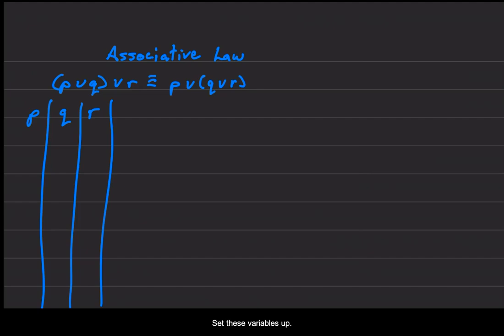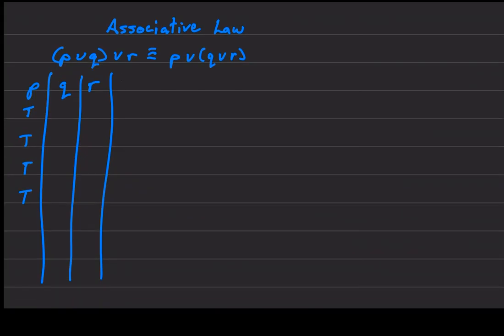So let's go ahead and set these variables up. True, true, true, true. False, false, false, false. And we know there are going to be 8 potential combinations. So we start with P: true for the first 4, false for the second 4. And then we cut the 4 and 4 in half on the next one for Q. So Q is true, true, false, false, true, true, false, false.